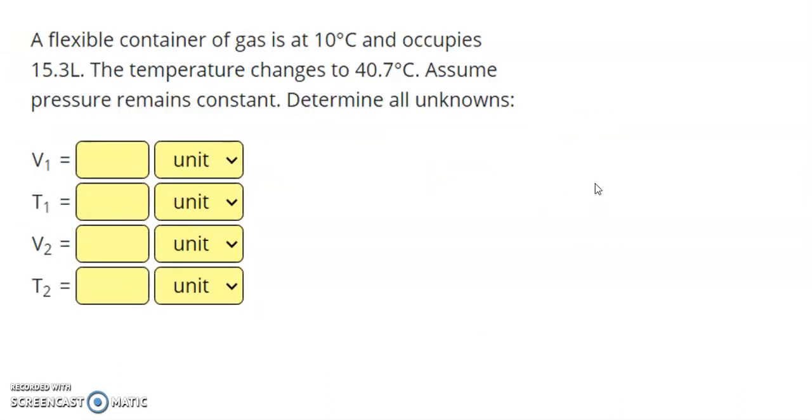The next problem says a flexible container of gas is at 10 degrees and occupies 15.3 liters. The temperature changes to 40.7 degrees Celsius. Assume pressure remains constant. Determine all unknowns. We've got 10 degrees Celsius, 15.3 liters, and 40.7 degrees Celsius. So we can list out our givens.